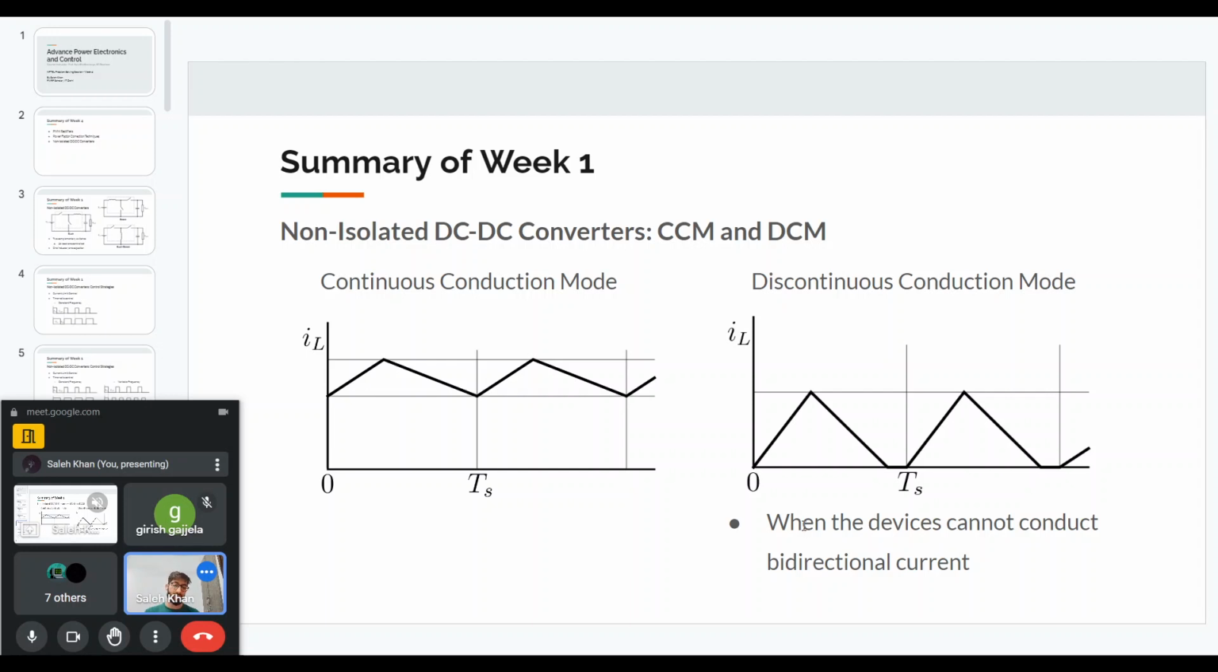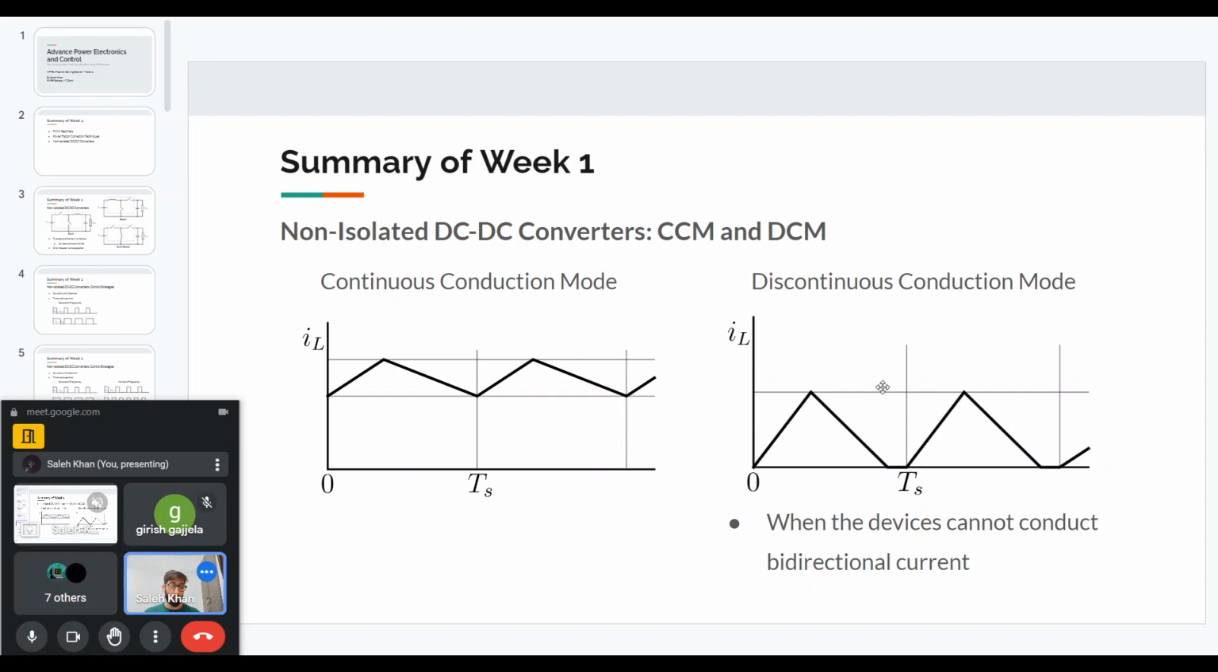So if we have switches, both the devices, so I mentioned in buck converter, boost converter, and buck boost converter, the conventional buck boost converter, they have two devices, two switches. If both of these switches are not bidirectional switches, that means they cannot conduct current in both directions, from one terminal to the other or the other terminal to the first terminal. If they are not bidirectional current devices, then discontinuous conduction mode is possible.